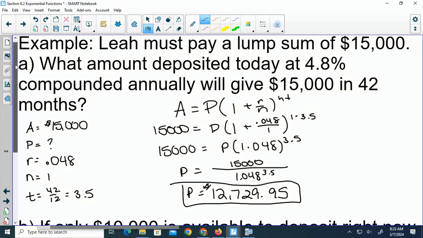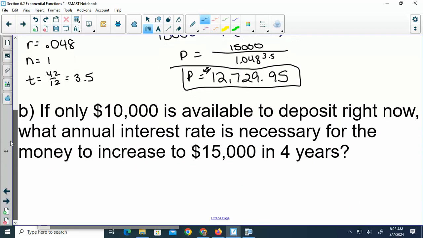Let's look at part B. So let's say she doesn't have that much money. She only has 10,000. What interest rate would she have to get to increase it to 15,000 in 4 years? Bigger than 3.5, higher interest rate, more interest you're getting. So we still need 15,000. P, how much do we have?